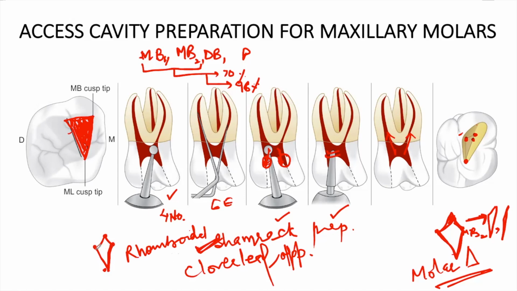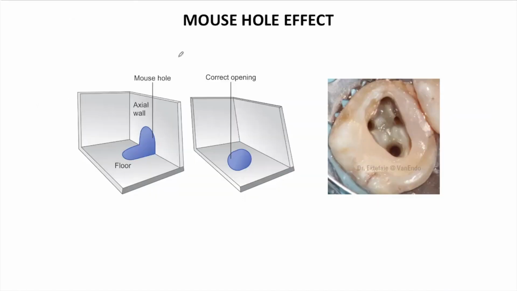Clear? So rather than overcutting and extending the whole wall mesially, extend the preparation slightly on the mesial side so as to have rhomboidal shape of access cavity preparation. Another thing which we need to keep in mind is we shouldn't have mouse hole effect. What is this mouse hole effect? See, mouse hole effect is extension of the orifices to the axial wall. This is the axial wall of the cavity preparation.